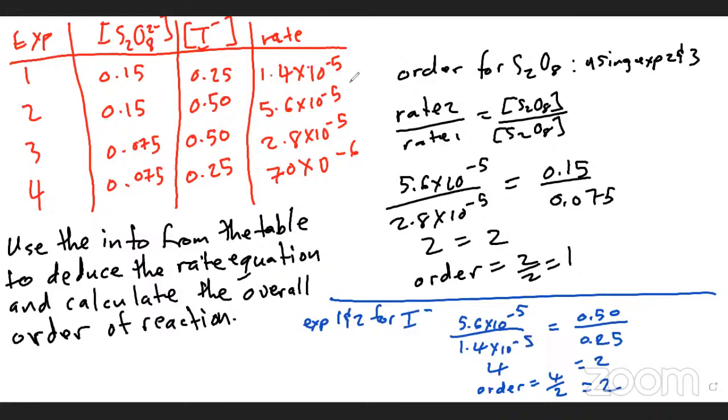So this is the order with respect to each. So the overall order is equal to 1 plus 2, which is equal to 3. So that is the overall order of the reaction.